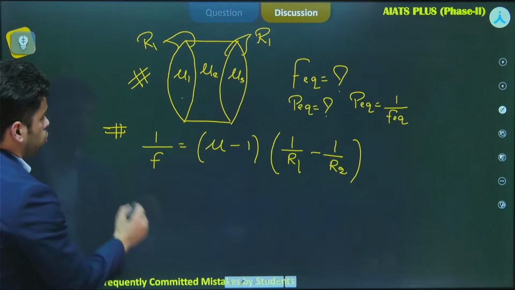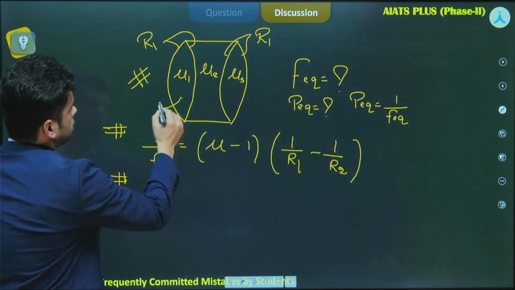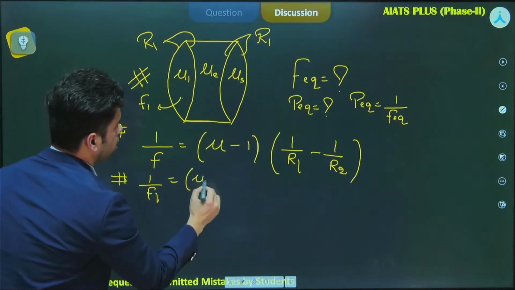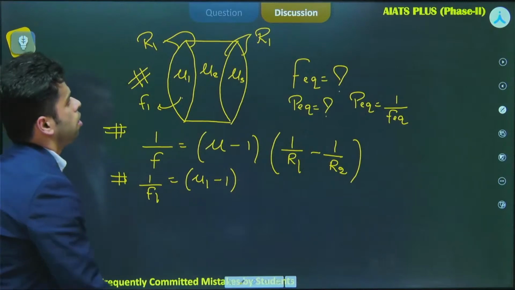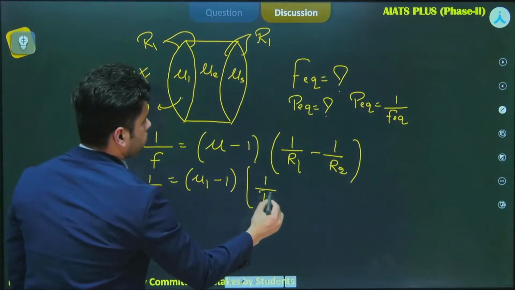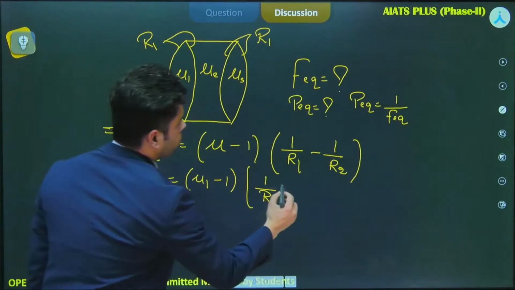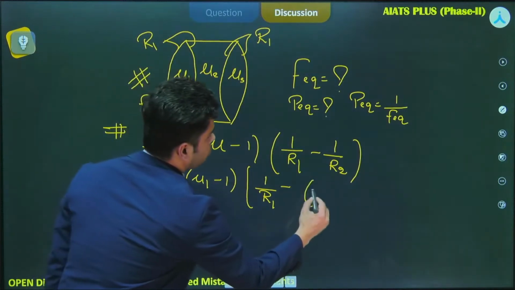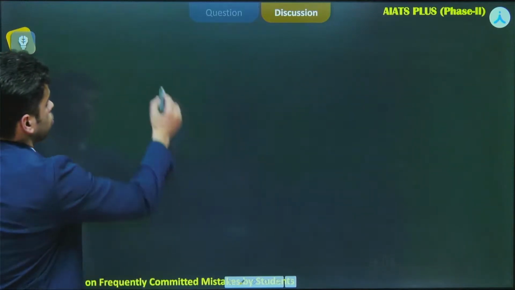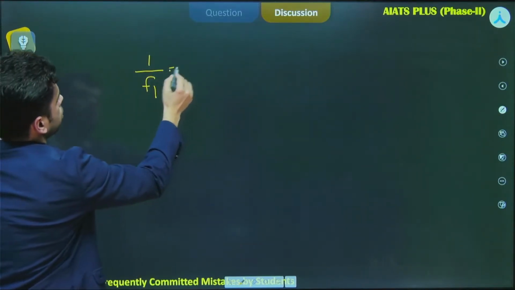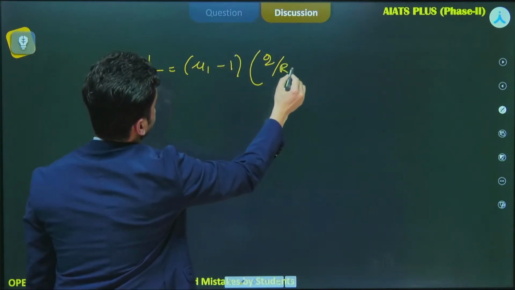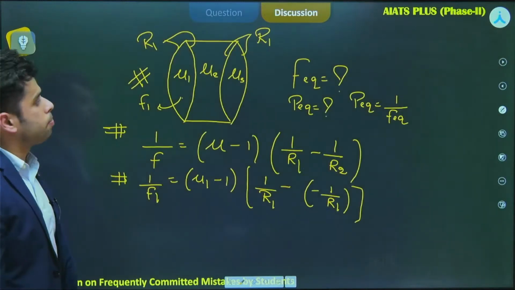Got it? So let me take the focal length as F1. 1 over F1 will be equal to (mu1 minus 1) into (1 over R1 minus of (minus 1 by R1)). So this part becomes 1 over F1 equals (mu1 minus 1) into 2 by R1. I hope this part is clear to you.